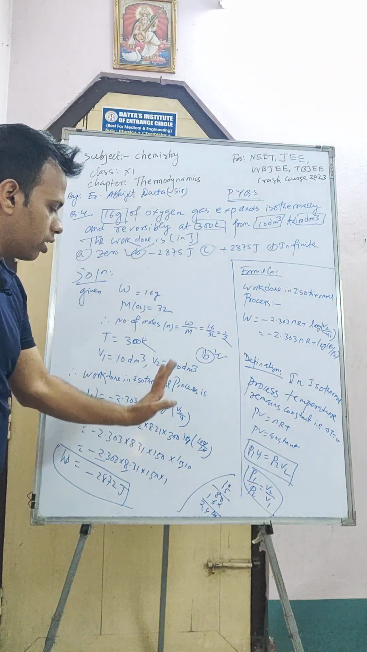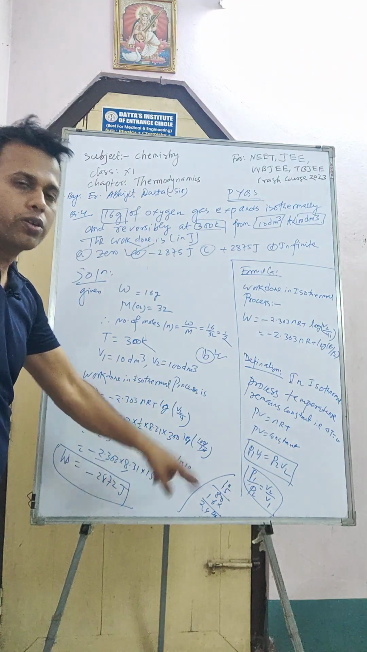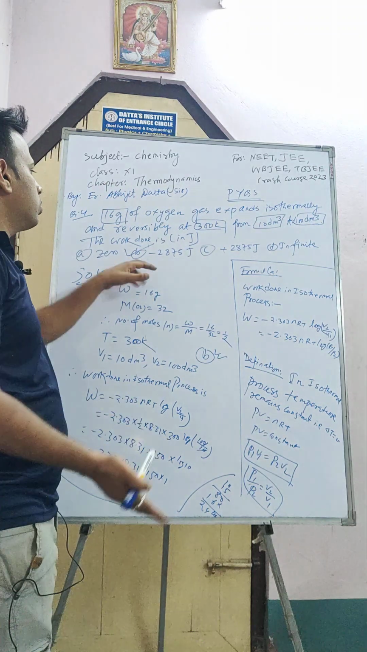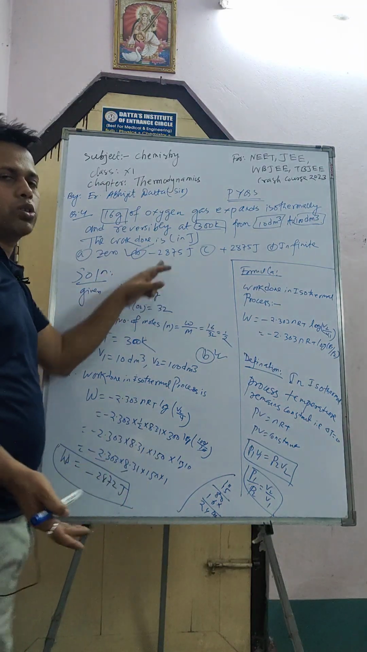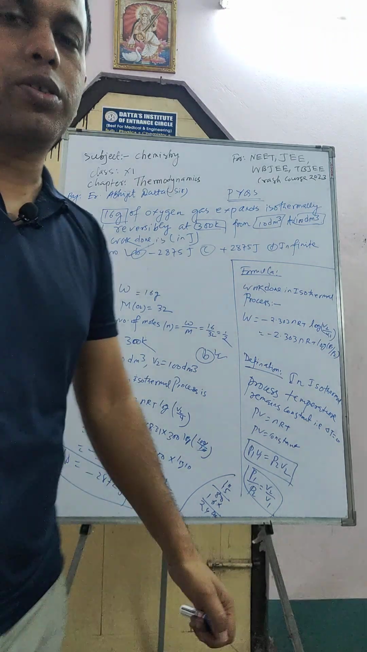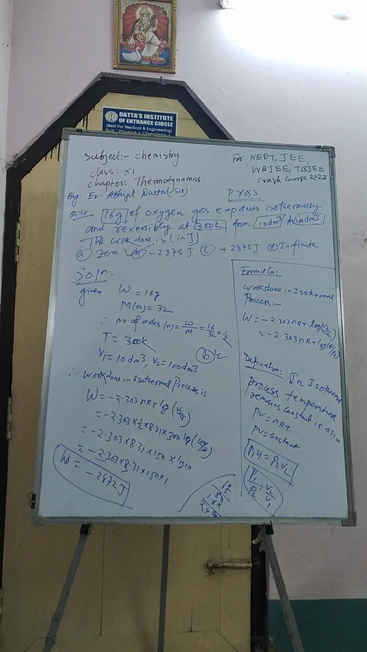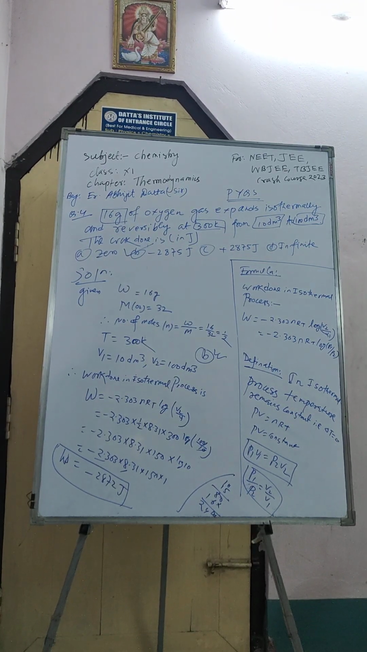I put in all the values. After simplification it came to log 10. Log 10 is what? 1. So if you multiply this, it comes to about 2872 joules. That is this one. Option B is the correct answer. Okay, option B is the correct answer. So we move on to the next question.